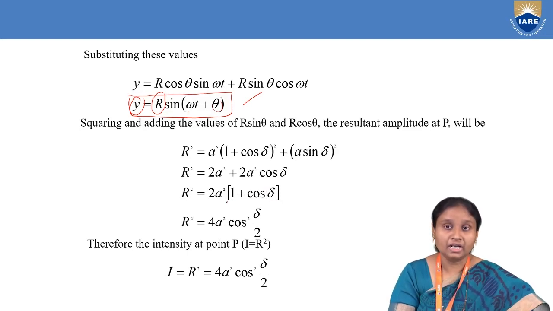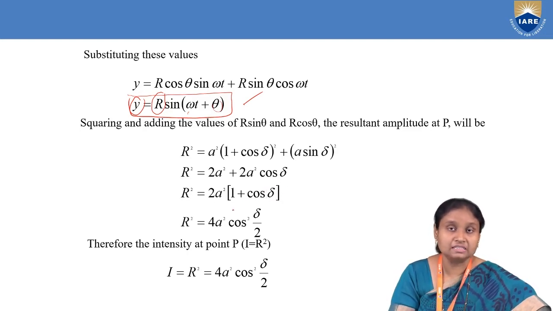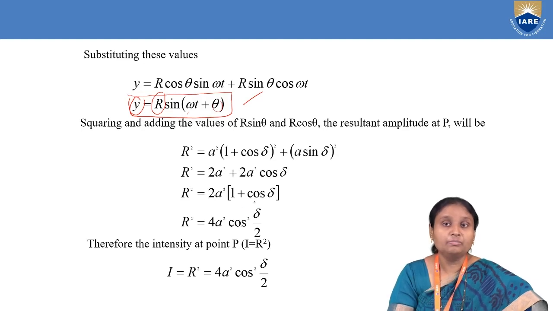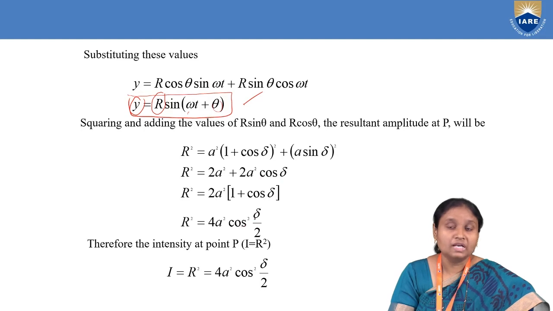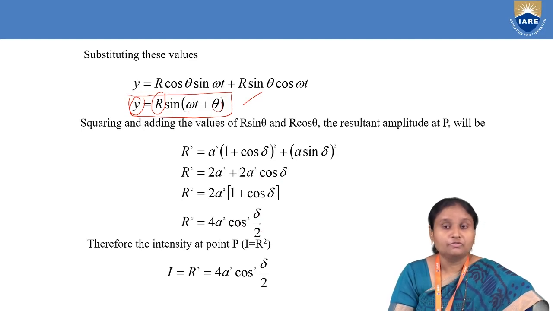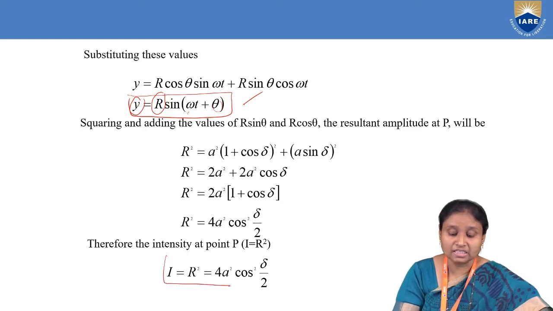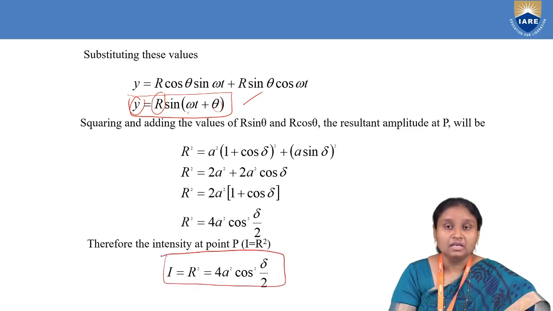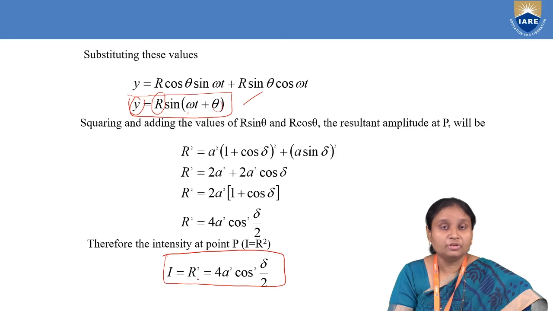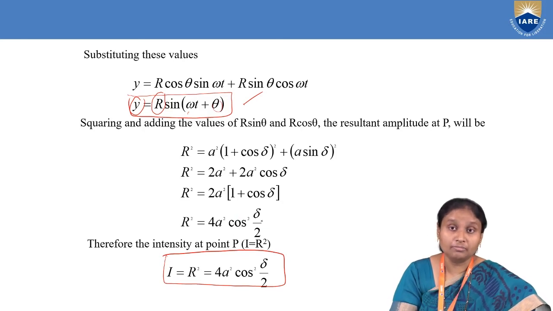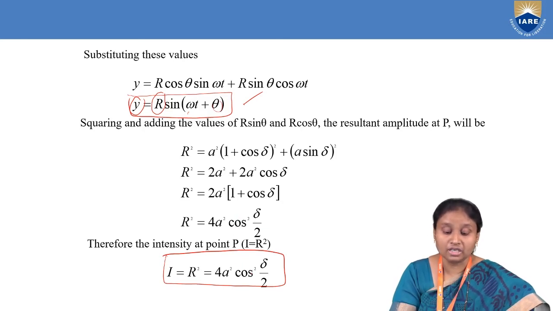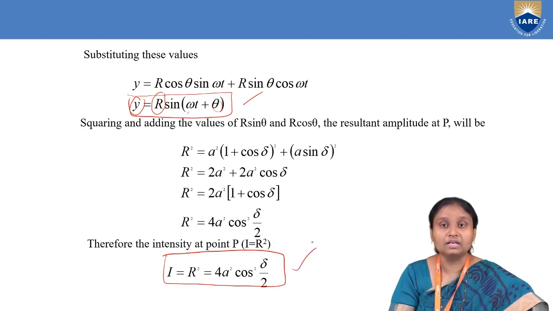Now here, if I try to simplify this expression further, then 1 plus cos delta, I can write it as 2 cos square delta by 2. So finally, how can we write the intensity? Our expression for intensity is nothing but the square of amplitude. And what is the formula we got for the square of amplitude? 4a square cos square delta by 2. This is a very important relation.